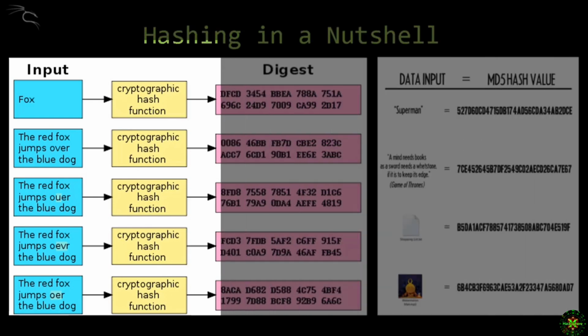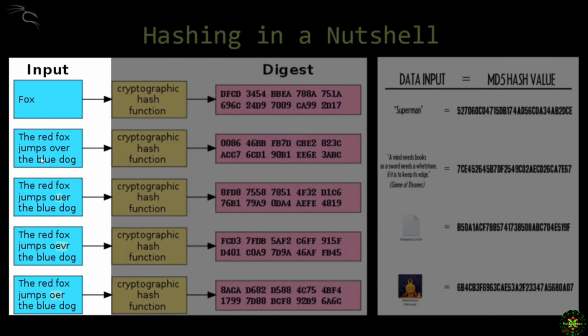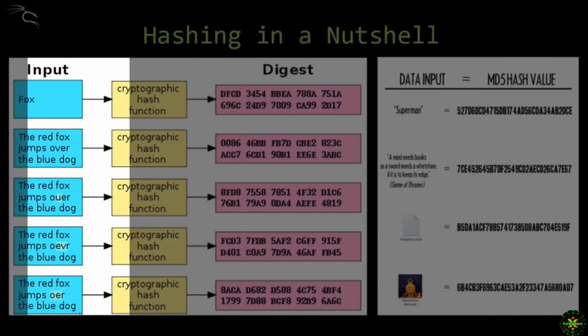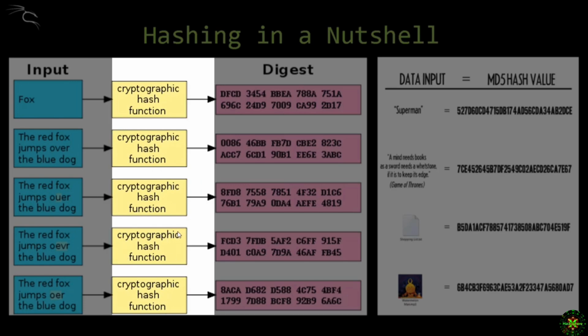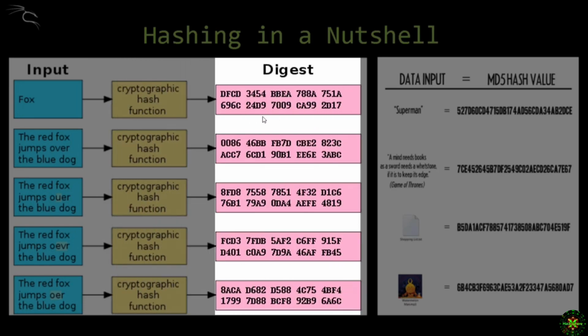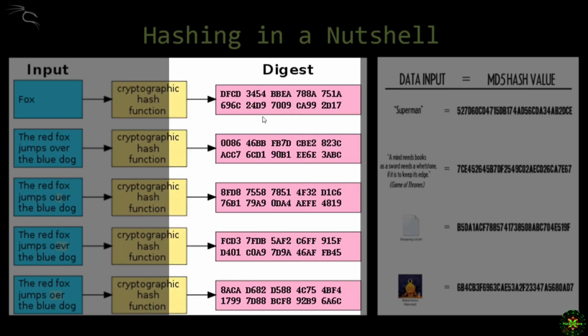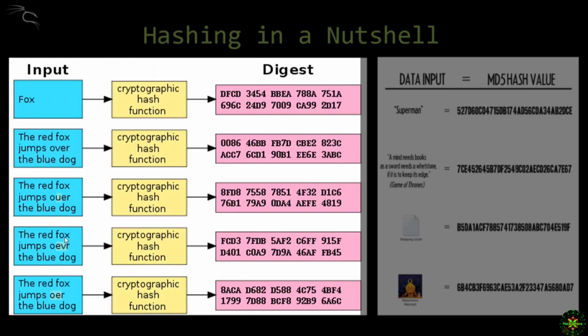As you can see here on the screen, the input varies from "fox" to "the red fox jumps over the blue dog." We are using the same cryptographic hash function, and the resulting hash, or message digest, is of the same length. Even if we change one character, like between this input here, "the red fox jumps over the blue dog," and this input here where we remove the V, the resulting value is a totally different hash. So in other words, hashes are fingerprints of some data, and it's about random looking characters that uniquely identify the data in question.